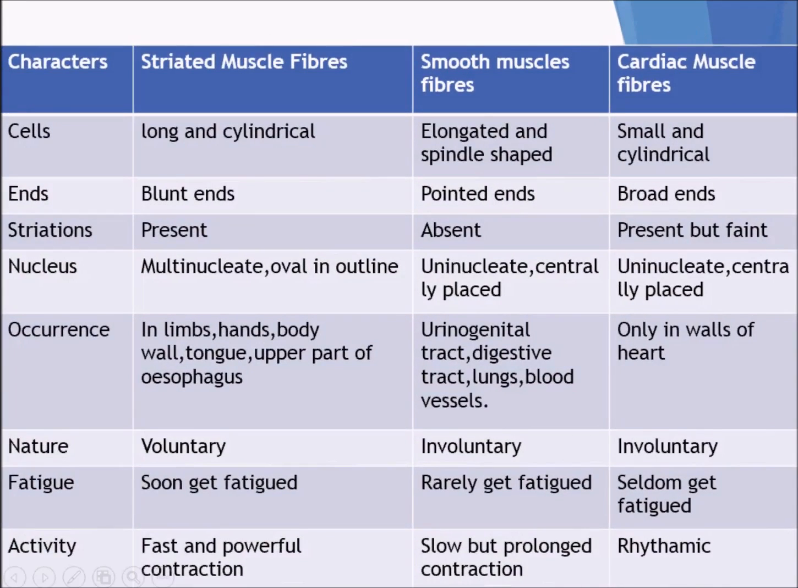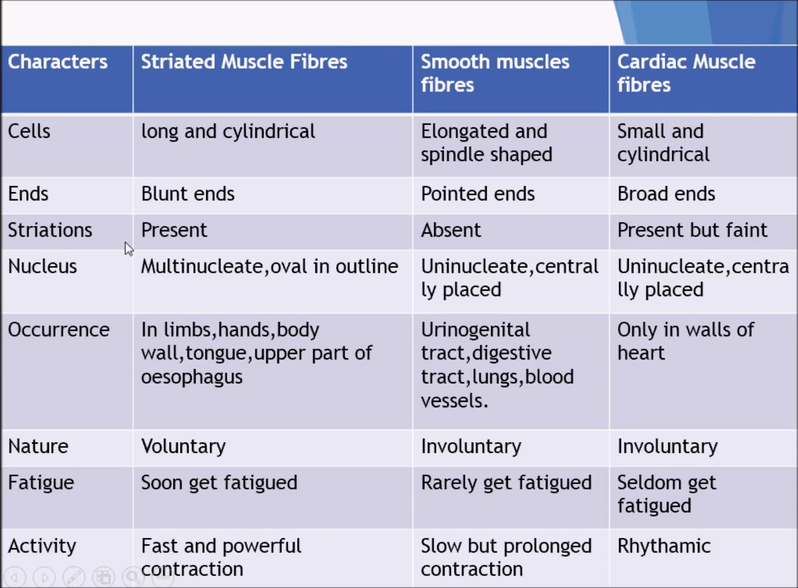Now this is a one-page summary for the three types of muscles. First of all, let us compare. Cells. Striated muscles are long and cylindrical. Smooth muscles are elongated and spindle shaped, but the cardiac muscles are small and cylindrical. Ends. You have the blunt ends in case of striated muscles, pointed ends in case of smooth muscles, and broad ends in case of cardiac muscles.